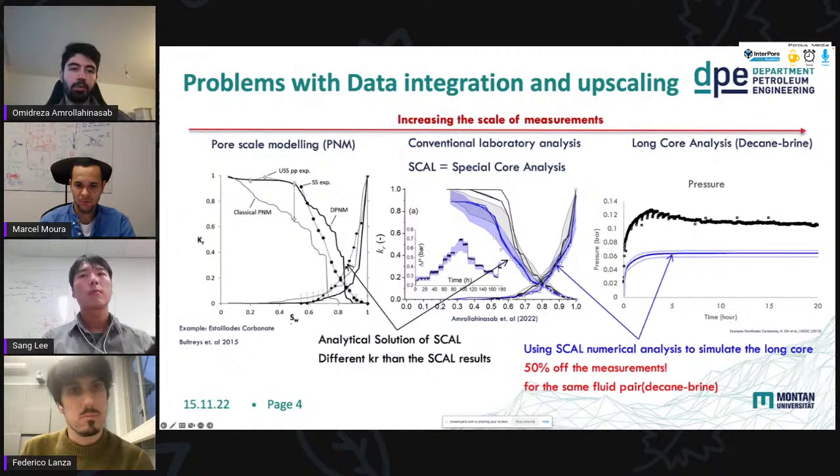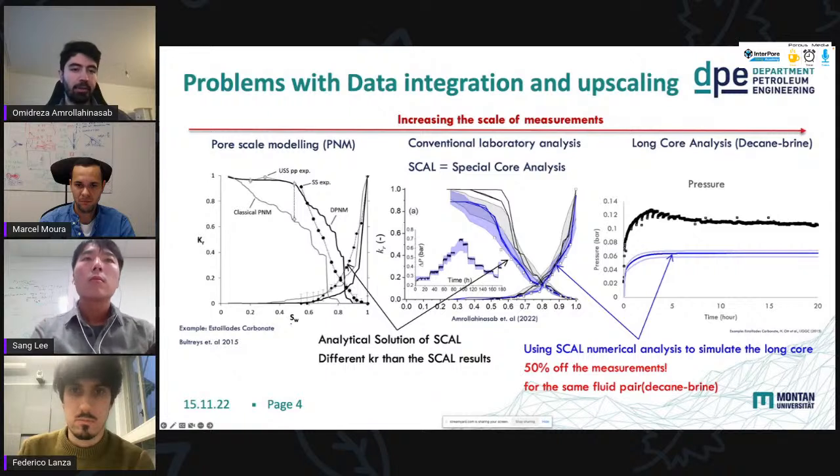If you try to calculate the relative permeabilities from the pore network or pore scale modeling, then you're also a bit off from what you have from core scale calculations. So we have, as you can see here, a data integration problem once you move between different scales, from pore scale modeling to the long core analysis, which can also go further to the full field development, if you are taking the calculations that you have with these methods.